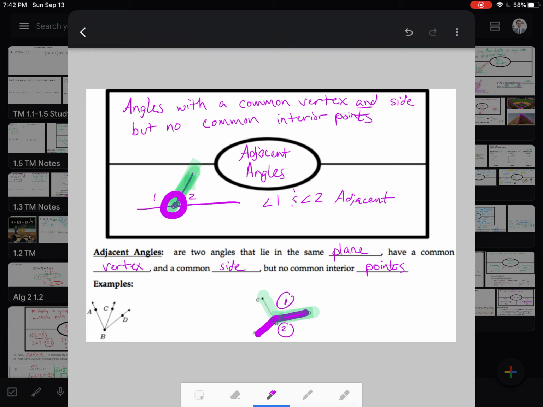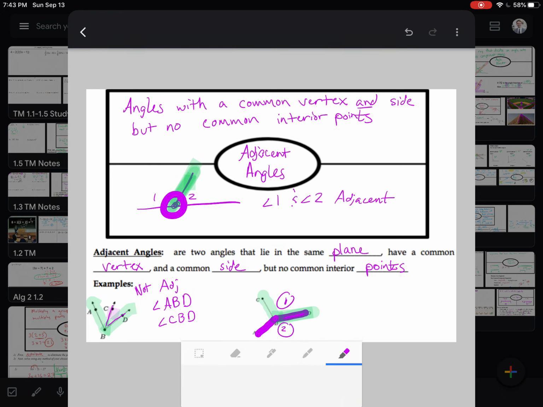A non-example, something that wouldn't work, I'll write it here. Not adjacent would be angle ABD and angle CBD. If we take a look at this, what we would see is that ABD is like this, CBD is like this, and they are sharing this interior. Looking at the inside of this here, and I'll do this in a different color, all of this region in here is shared between the two, and we can't have that.